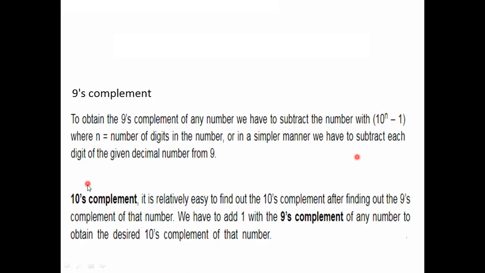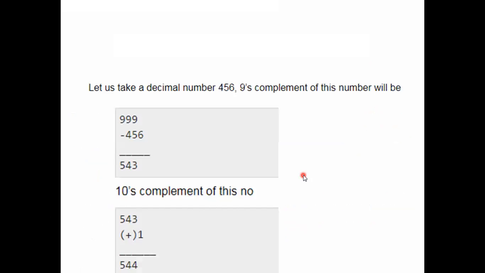Next, 10's complement means adding 1 to the 9's complement. See, here we are taking the given number as 456. How to get the 9's complement? 456 has how many digits? 3 digits. 10 cube minus 1, that is 999. So the given number 456 is subtracted from 999, and we get 543. This is the 9's complement.